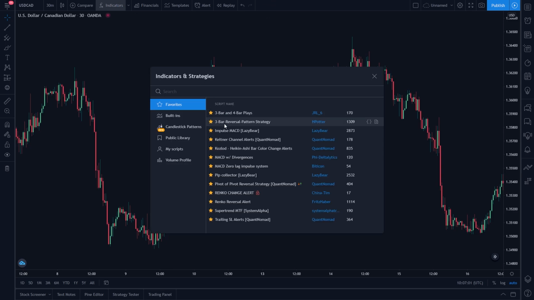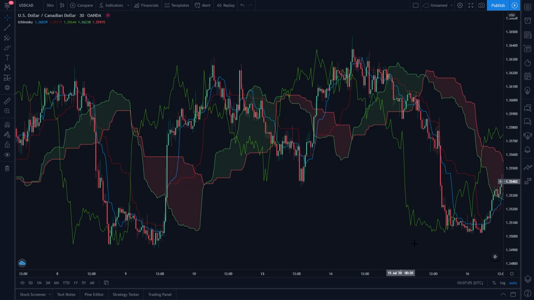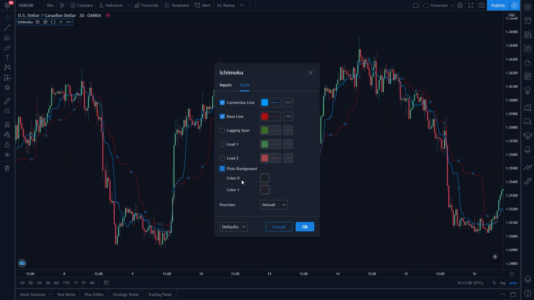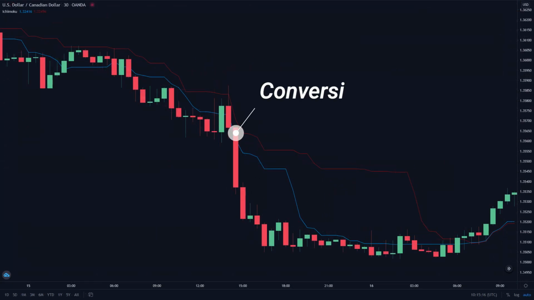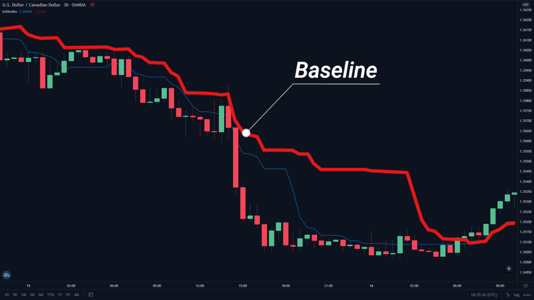So if you search Ichimoku indicator on TradingView, you'll get this, a bunch of messy lines. At first glance, the Ichimoku indicator may look messy and complex, but it's actually very simple once you know how to use it. So let's break down the parts. To make it simple, I'm disabling all the parts except the conversion line, which is also known as the Tenkan-sen, and the baseline, which is also known as the Kijun-sen.